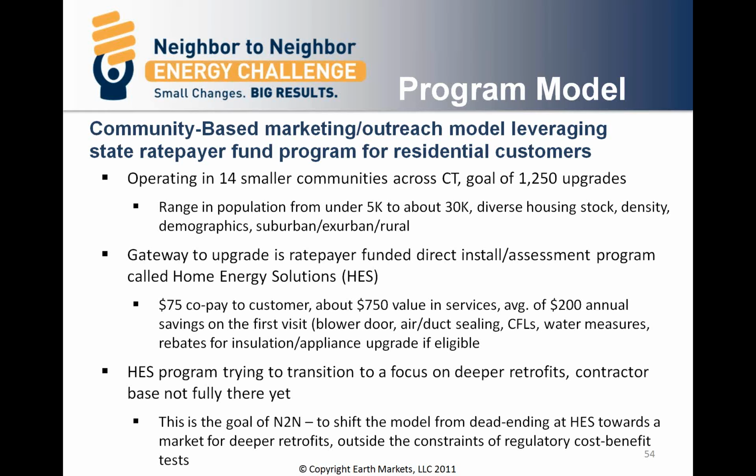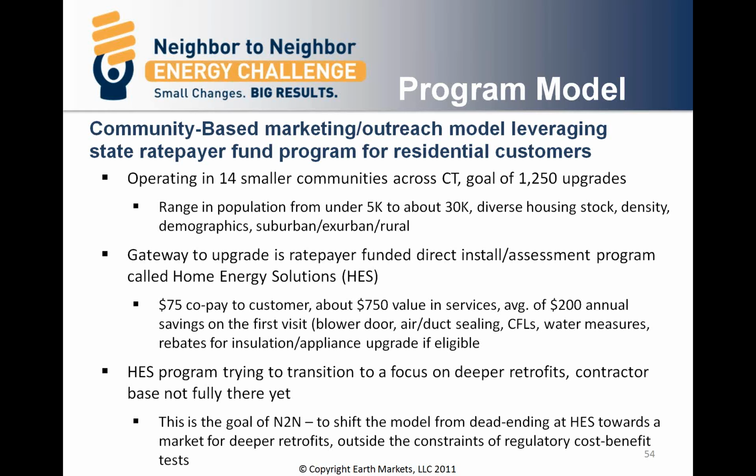The gateway to the upgrade is this direct install assessment program. It's called Home Energy Solutions. There's a $75 copay to the customer, and on that first visit you get a lot of great value and services. There's a blower door test, there's air sealing and duct sealing and lighting and water measures, and then you're given rebates for installation and appliance upgrades if you're eligible.